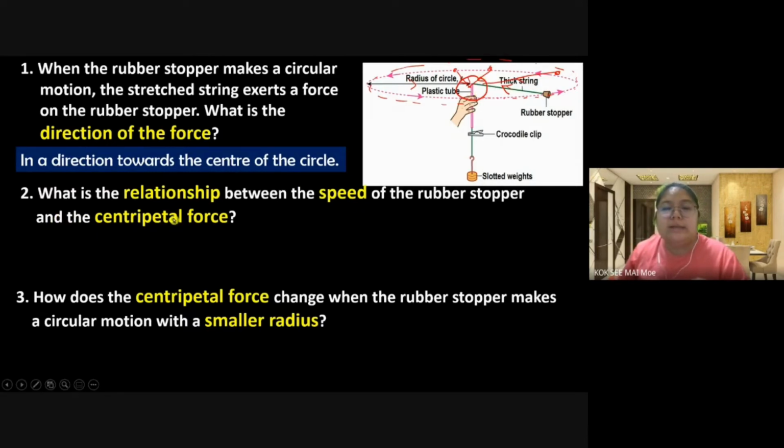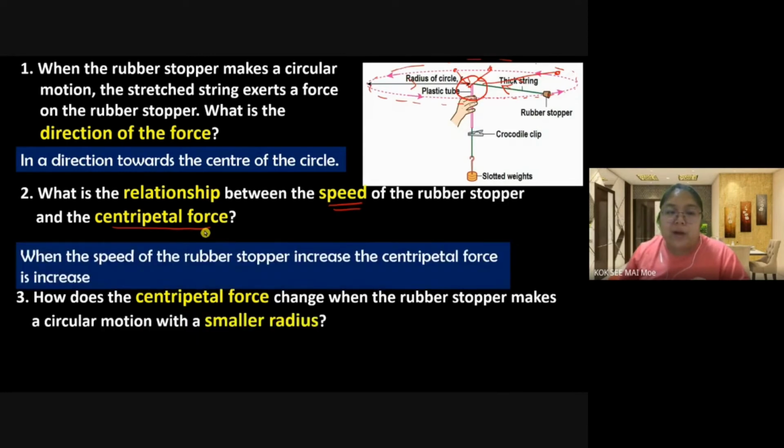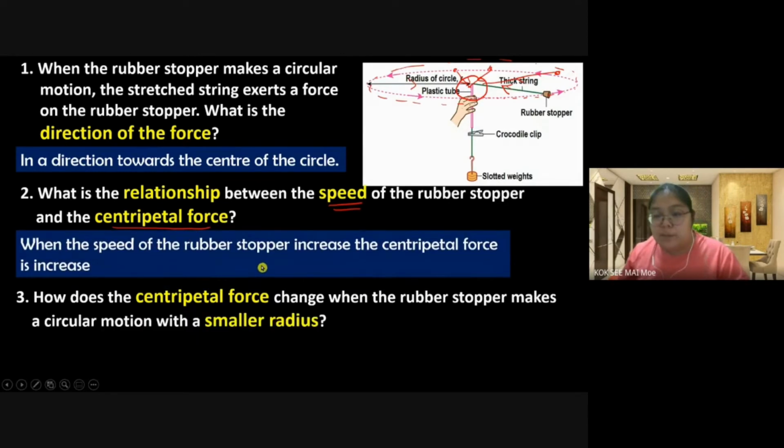Number two, what is the relationship between the speed of the rubber stopper and the centripetal force? So that means when you swing faster, you need to hold the string stronger. Agree? If you swing very slowly, you don't need to hold stronger. If you want to swing faster, you need to hold it stronger. So from here we find that when the speed of the rubber stopper increases, the centripetal force increases.